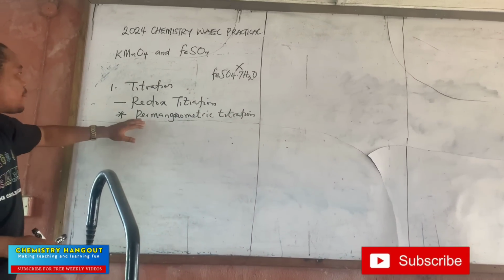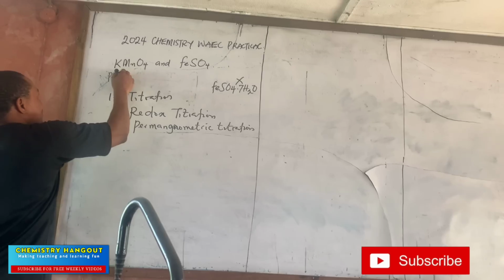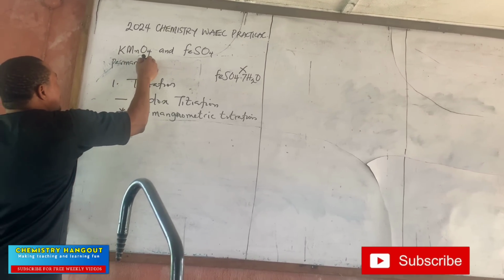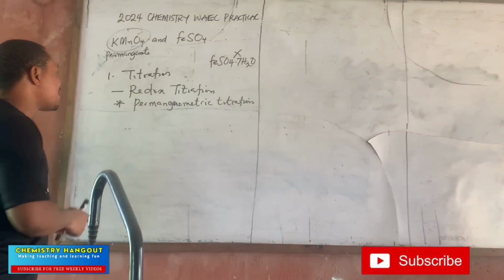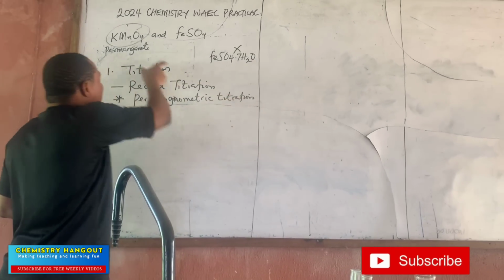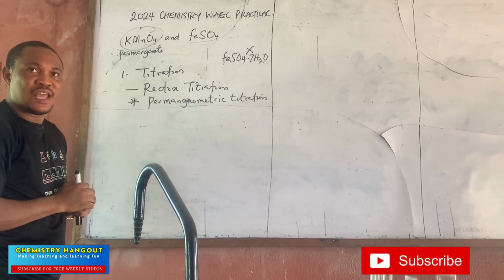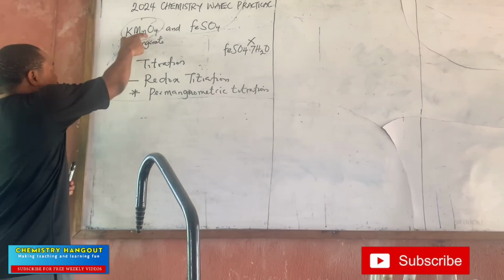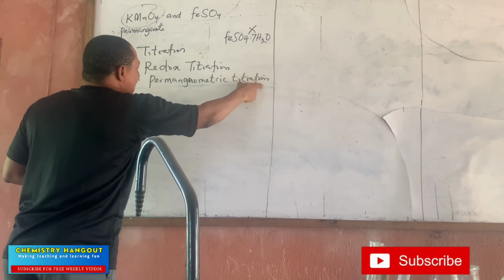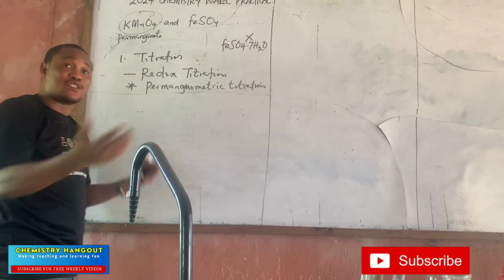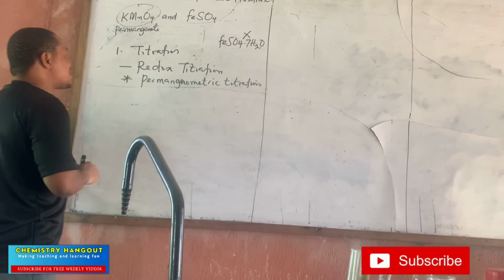And when you hear the word permanganometric titration, you know it is from the word permanganate. From this very particular one, that's where they brought this from. So the permanganometric titration is a kind of redox titration where we actually use KMnO4. So note this, KMnO4 is the permanganometric titration. A lot of people know it as redox titration, that's not a problem.